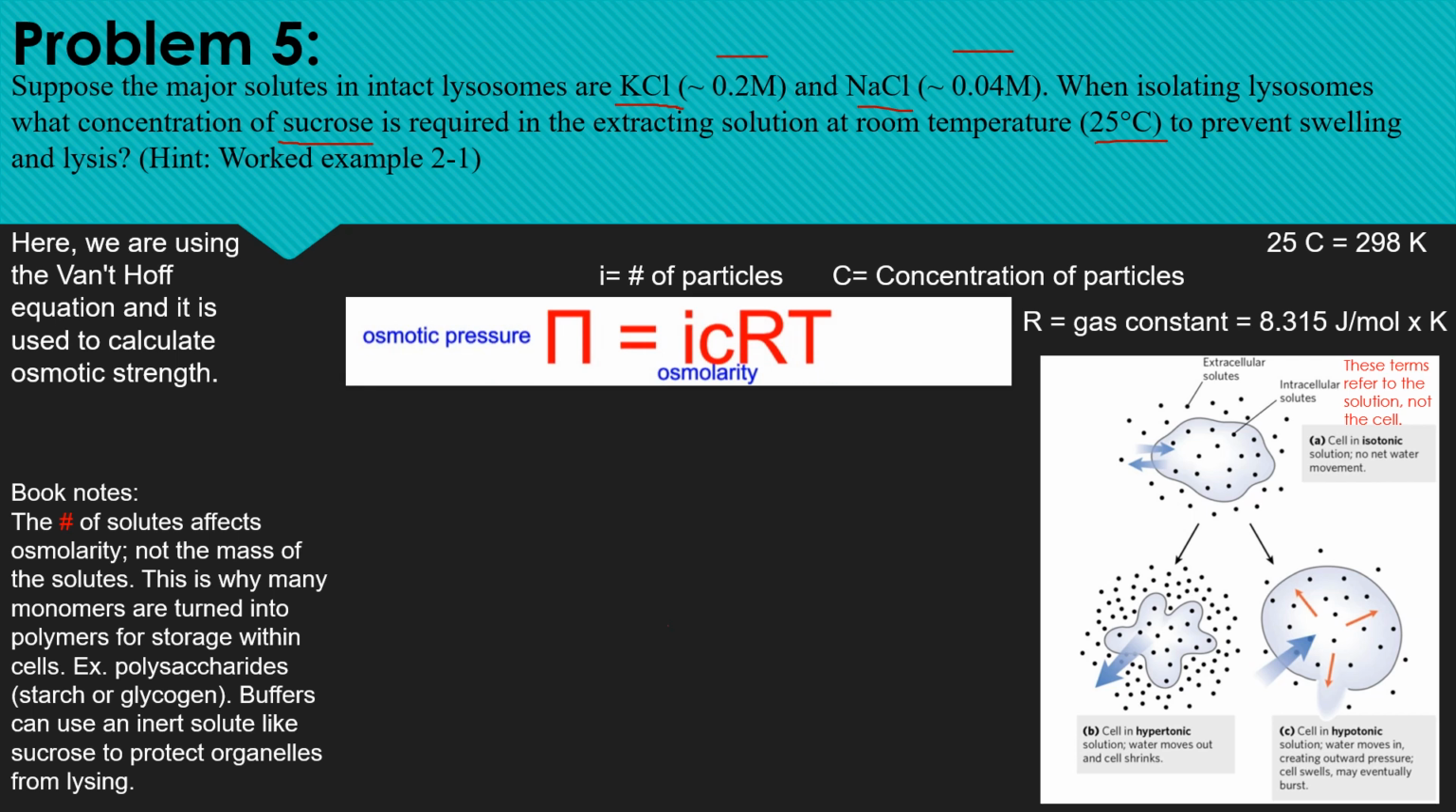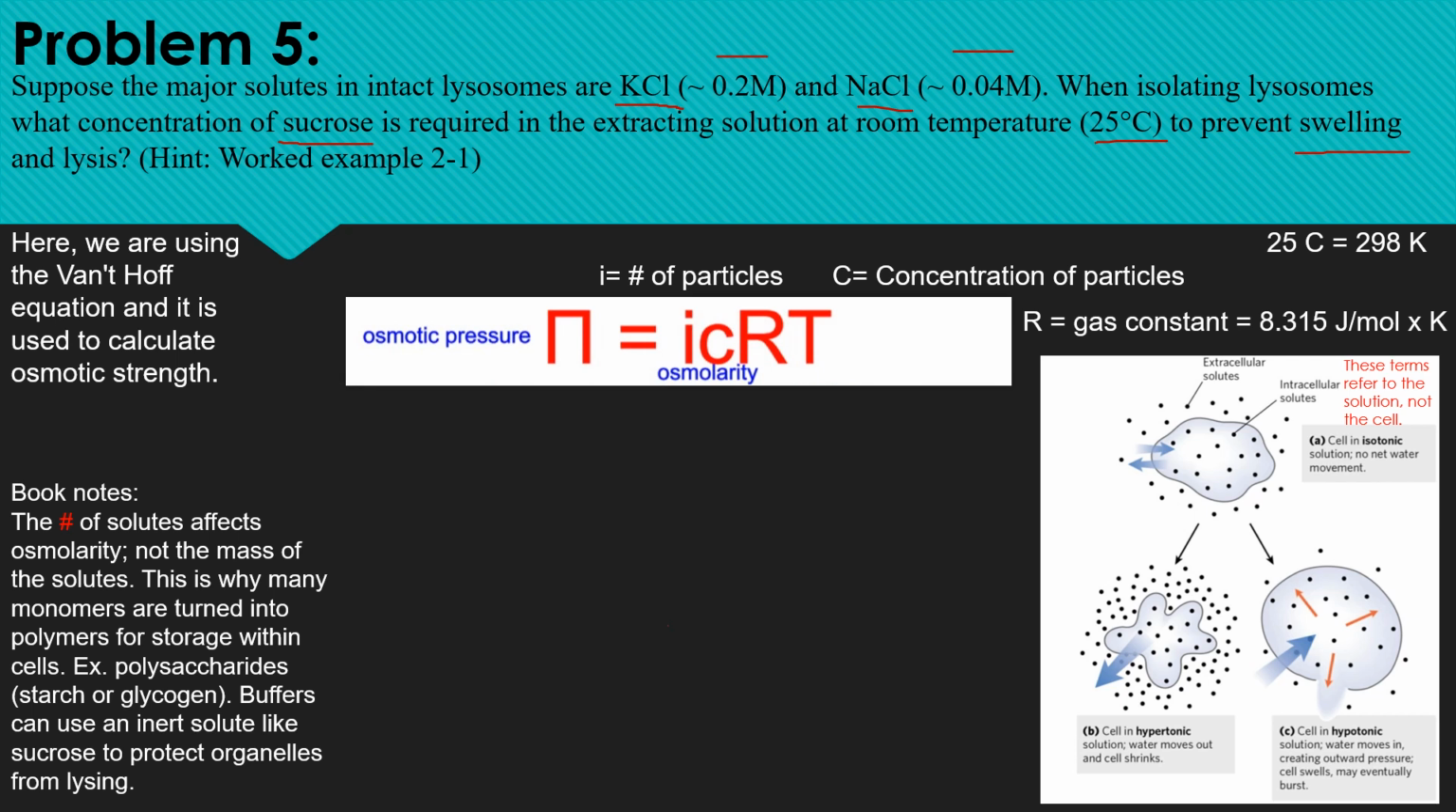There's a lot going on here, so we have to look at our clues. They want to prevent swelling and lysis. So immediately that tells you that we are talking about this figure down here on the right. So we're talking about the solutes or the solution that is surrounding whatever it is that they're talking about. So a cell in isotonic solution, there is no net water movement. That means that if there's 20 solute molecules inside of the cell or inside of this lysosome, whatever it may be, then there has to be 20 on the outside. The numbers have to be the same so that no water moves in and no water moves out. So this would make it isotonic.